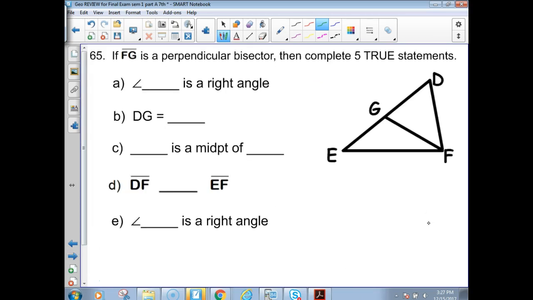In 65, if FG is a perpendicular bisector, complete the five true statements. If that's a perpendicular and it cuts it in half, then angle DGF is a right angle. And there's another one down here, EGF would also be a right angle. Both of those. DG would equal EG. G is the midpoint of ED. And one thing weird is that DF would actually be congruent to EF. It'd have to be an isosceles triangle, actually.